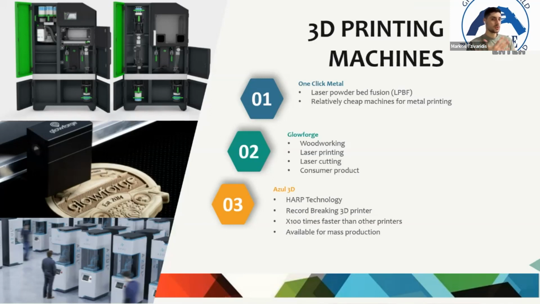The last one is Azul 3D, and this is an interesting one. This uses HARP technology, the predecessor of which is the SLA technology. So it's, let's say, a more special type of SLA technology. And with the use of HARP technology, Azul 3D achieved to be 100 times faster than the other commercial printers, which makes it available for mass production of products.